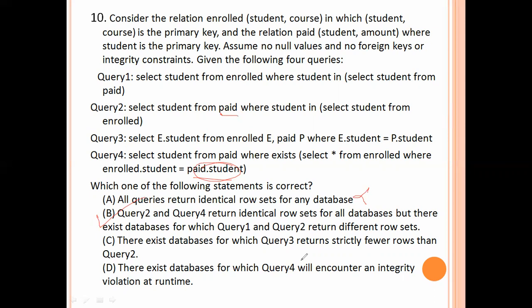So these are very important questions. This type of questions are very important for the InfyTQ exam from DBMS.